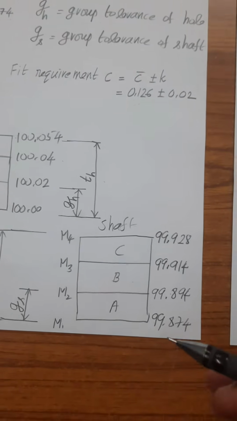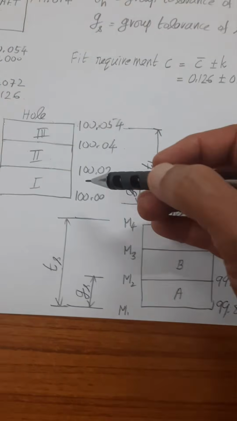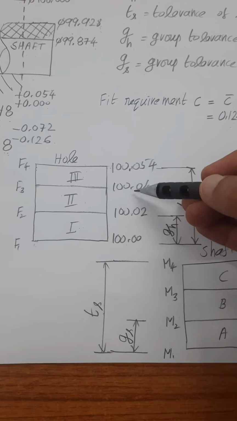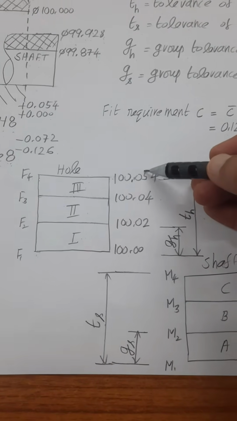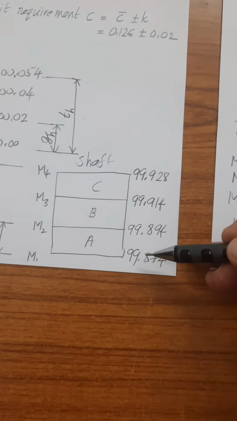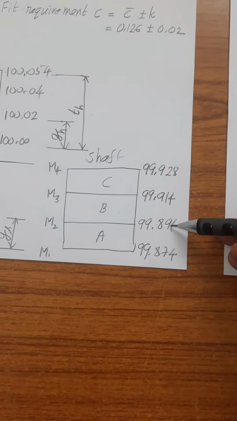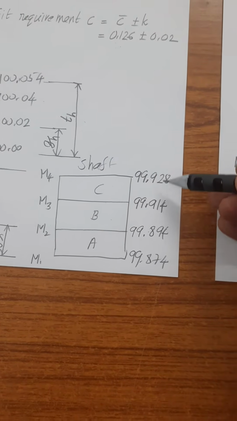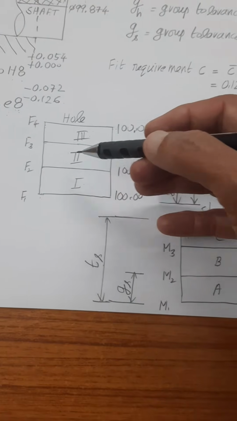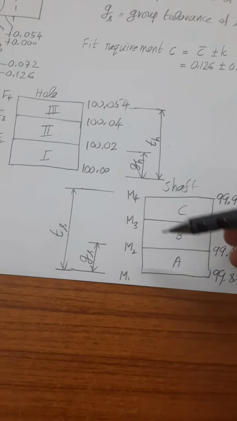After finding the group limits of holes and shafts, I have written F1 is 100, F2 is 100.02, F3 is 100.04, F4 is 100.054. So these are the group limits of holes. Similarly, the group limits of shafts are found to be 19.874, 19.894, 19.914, 19.928. So we have grouped the holes and shafts into 3 groups of holes and 3 groups of shafts.